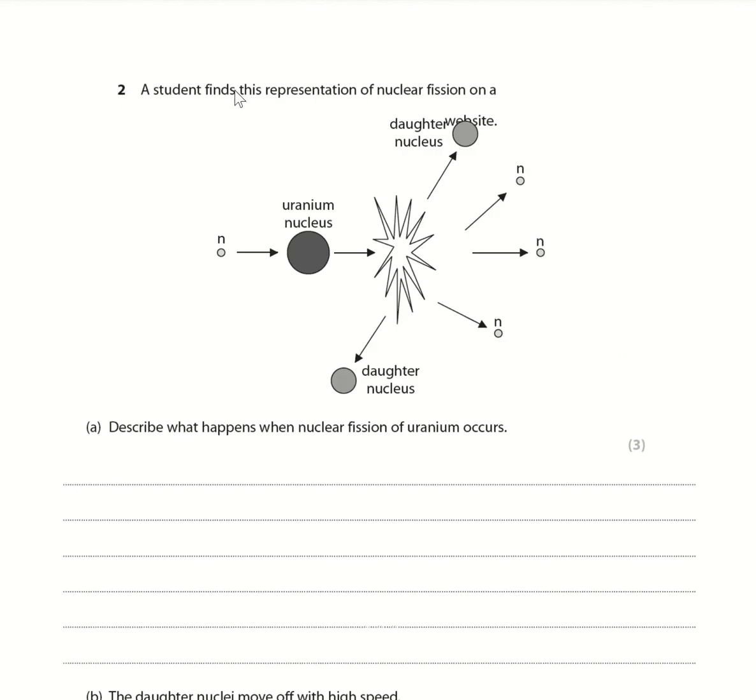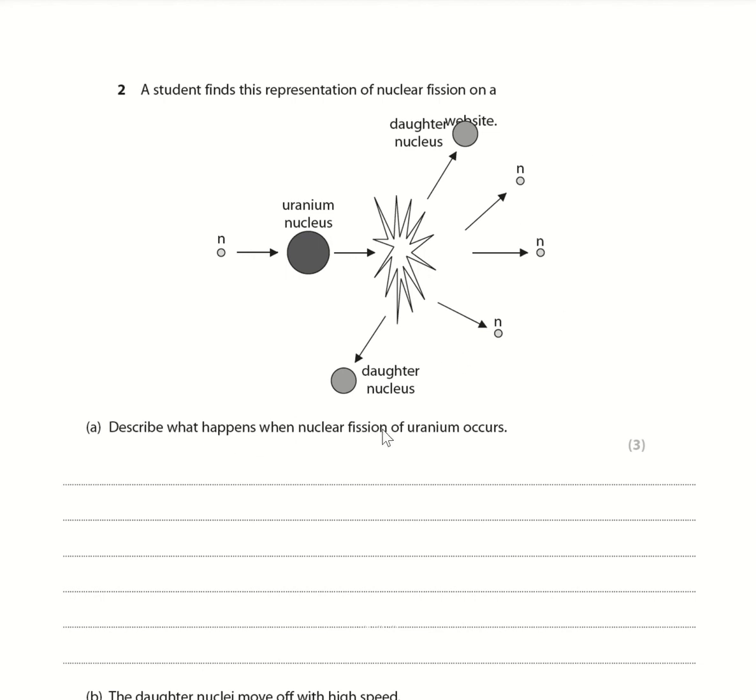A student finds this representation of nuclear fission on a website. This is the daughter cell. So the daughter cell is the cell that is made, and uranium nucleus. A neutron hits it, a daughter cell, not a cell, daughter nucleus, another daughter nucleus, and these are neutrons.